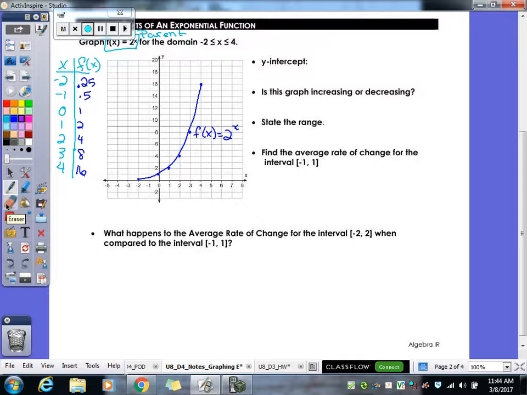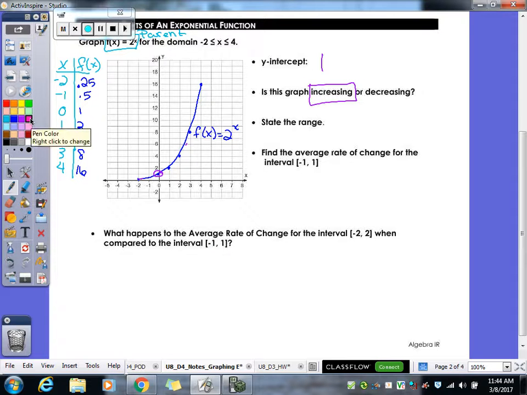So where is our y-intercept? Not 0. 1. We cross that y-axis at 1. Is this graph increasing or decreasing? Increasing. So remember, if we start from the left and I follow my graph going up, this one is going to be an increasing graph. That's one of the cool things about exponential, is it's either always increasing or it's always decreasing. You don't have both at the same time on these graphs.